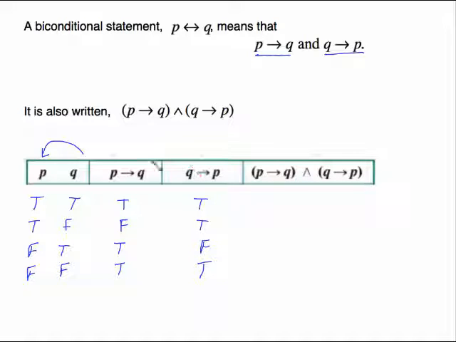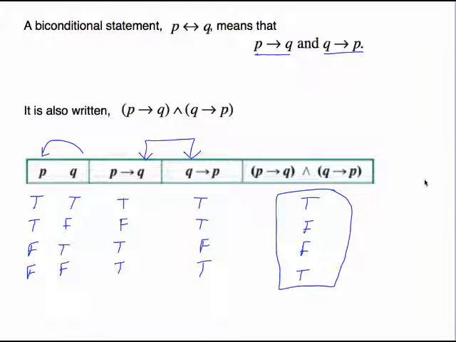Now I need to put these two columns together using the connective and. True and true is true. False and true is false. True and false is false. True and true is true. Remember, another way to look at and is the only time an and statement is true is if both are true. True, true gives me a true. True, true gives me a true.